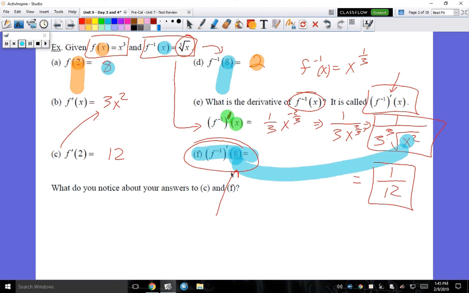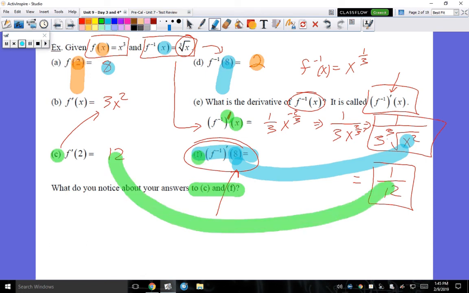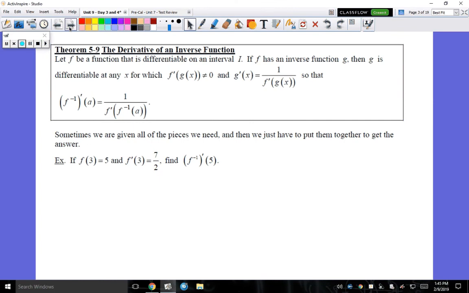And look what we notice. Notice that in our answers, C and F, they are reciprocals of one another. So there is a relationship that lends us to this shortcut that we can use when taking the derivative of an inverse of f of x. And it's right here.